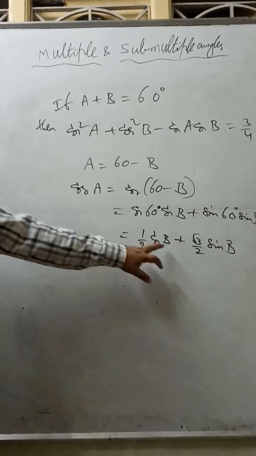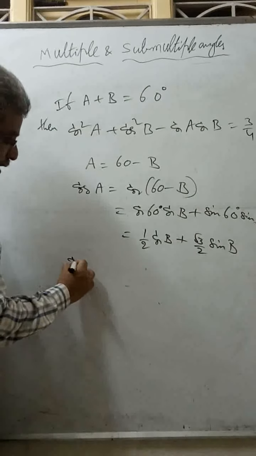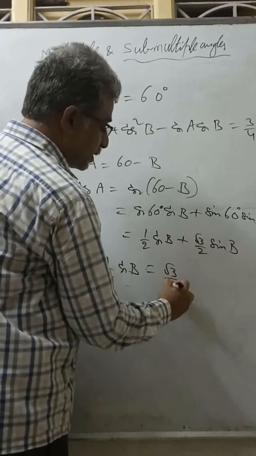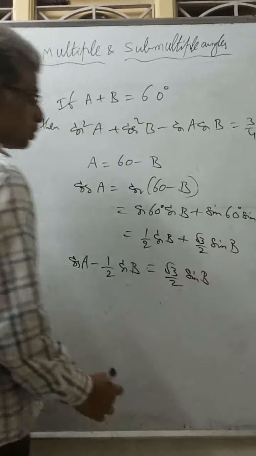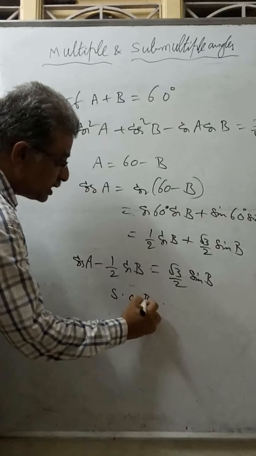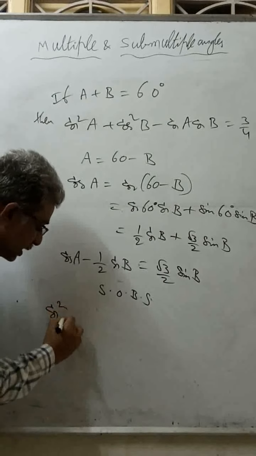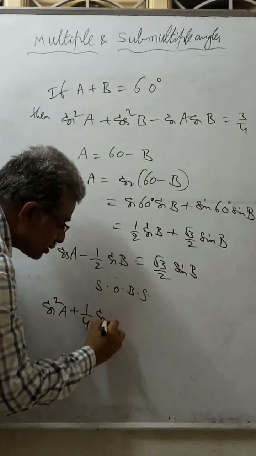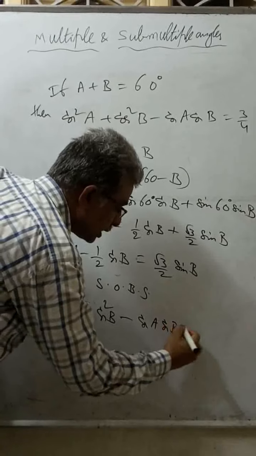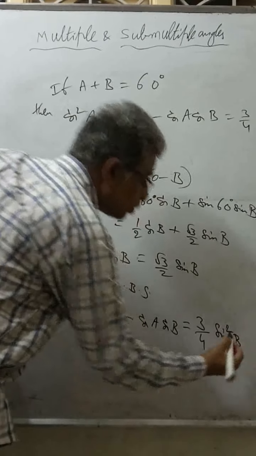Now if I bring half cos B to this side and square on both sides so that the root will get cancelled, what I get is cos A minus half cos B equal to root 3 by 2 sin B. Now squaring on both sides, this is (A minus B) whole square, A square plus B square minus 2AB. 2 gets cancelled, cos A cos B equal to root 3 by 2 whole square, which means 3 by 4 sin square B.